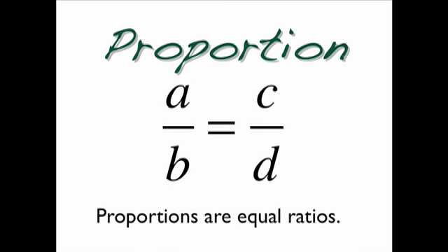A proportion is equal ratios. The ratio on the left of A to B, represented as a fraction A over B, is equal to the ratio on the right of C to D, represented as C divided by D. This is a proportion, and they're very useful in performing calculations.